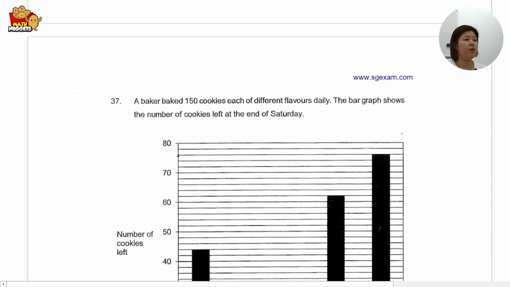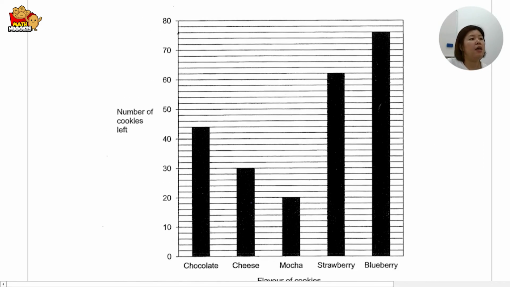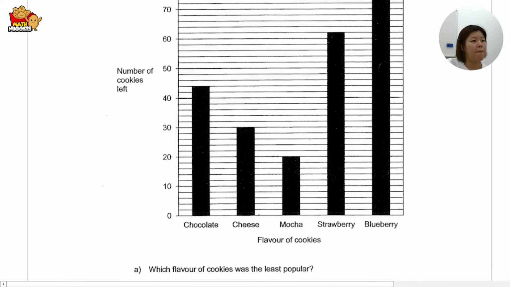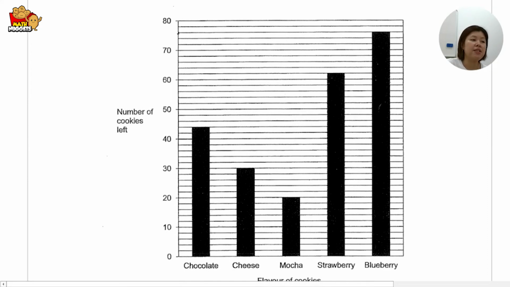Okay, let's move on. It's graph again. A baker baked 150 cookies, each of different flavor daily. Here shows the number of cookies left end of Saturday. So each flavor is 150. Let's find the number of cookies he sold on Saturday. So let's double check here. Each line is it 2, 4, 6, 8, 10, just nice. So my chocolate, let's put it in an easier way here.